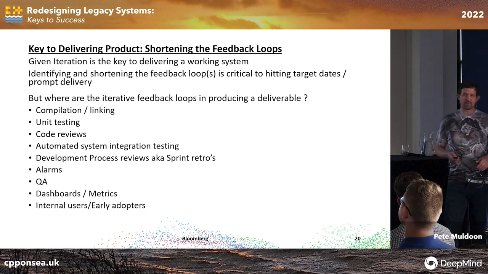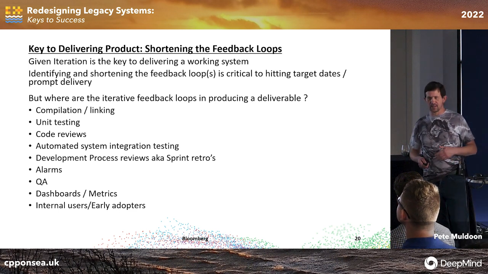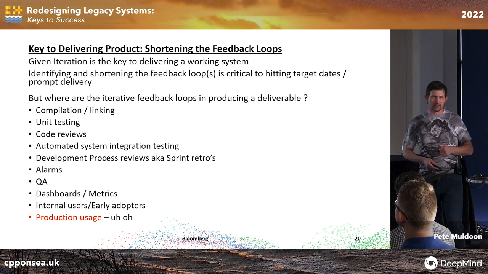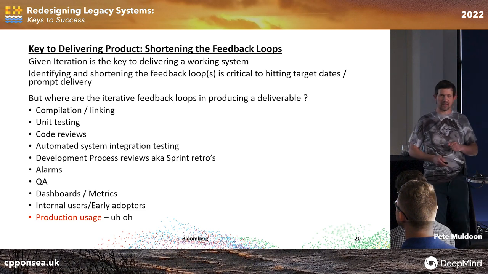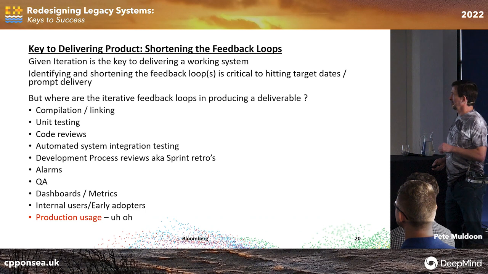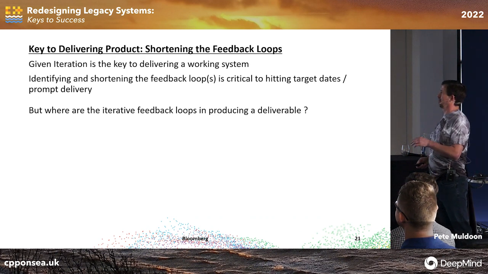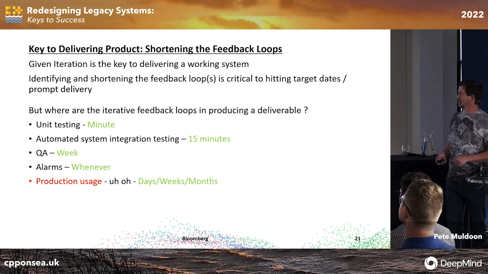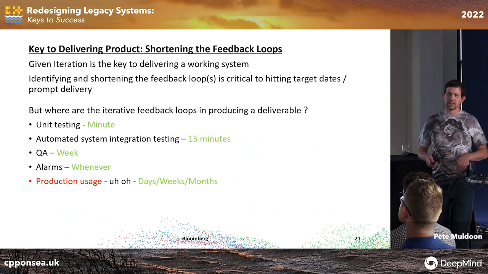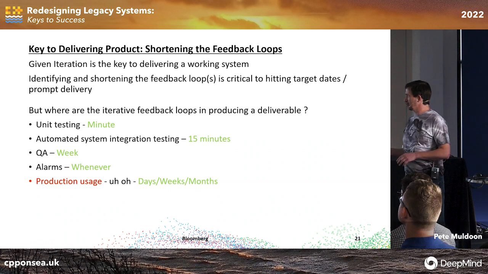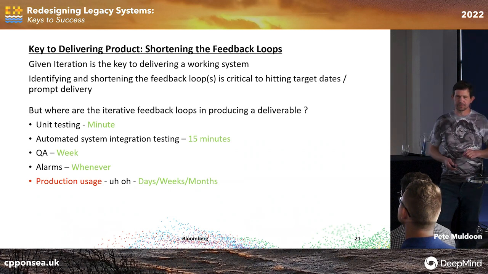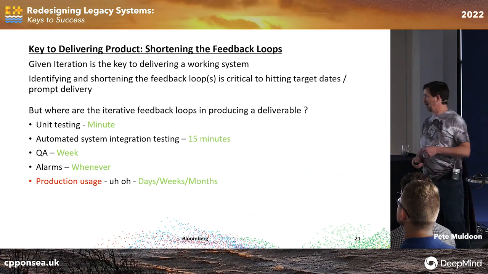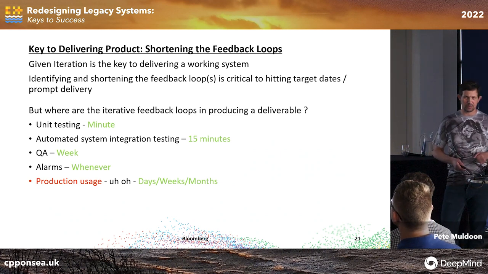Internal users, early adopters, right? Maybe they're just the BAs that are using the code. They're the only ones with permission for the code. And at the end, you have actual production usage, which is a poor way of testing your code. All right. So I want to shrink these down to what I think are the main ones for doing a deliverable, and that is unit testing, integration testing, QA, and production. And you see I put rough timelines on this. So to keep your product moving in development, you want the shortest feedback loops.